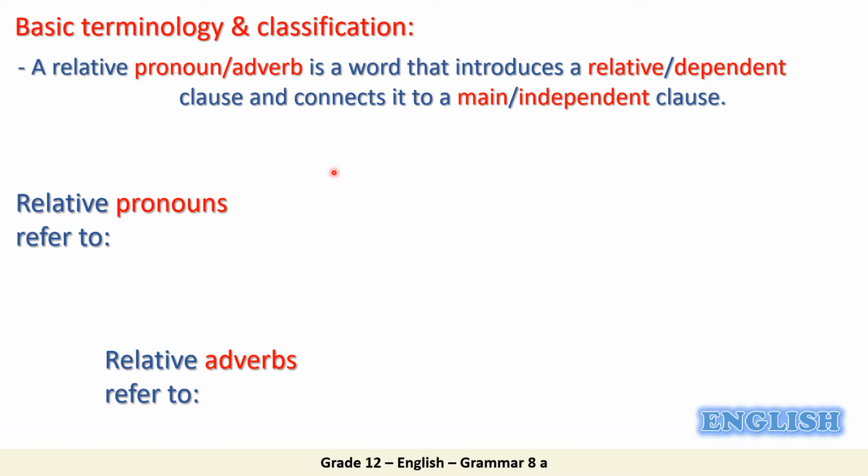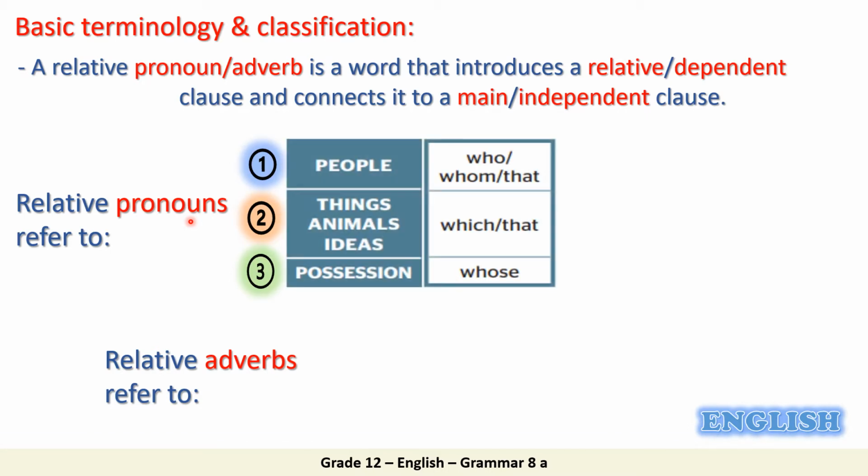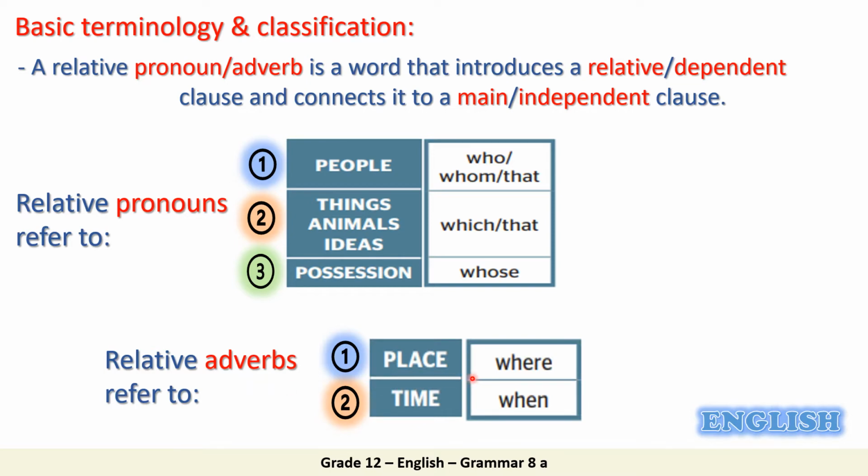Okay, relative pronouns are classified under three categories. The first of which refers to people, and to refer to people we use who, whom, or that. The second category refers to things, animals, and ideas, and to refer to any of these three we use which and that, and to refer to possession we use whose. As for the relative adverbs, there are two. One refers to place, which is where, and one refers to time, which is when. Okay, is it clear?